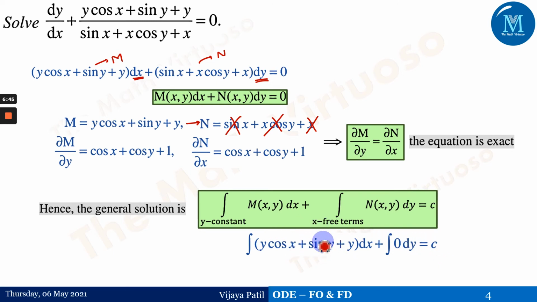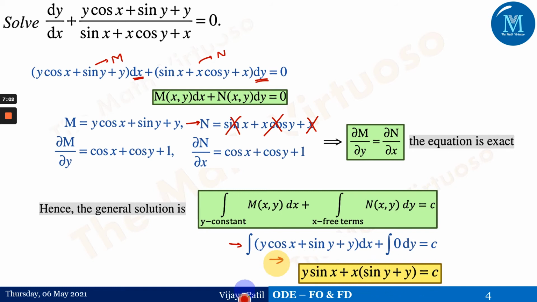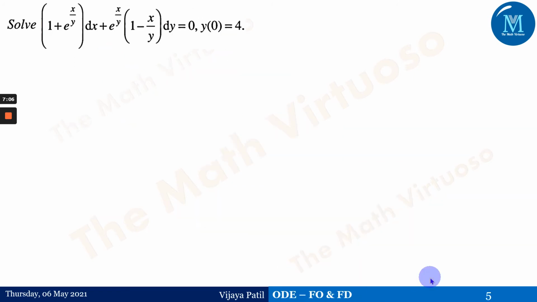And then we just have to do the integration of the first term, and that gives y sin x plus x sin y plus y equals c. So this is just an integration. You have to do a simple integration with respect to x, keeping y as a constant, and we will get this type of integral over here. So in between steps, you can just pause the video and try to get this particular value of the answer.